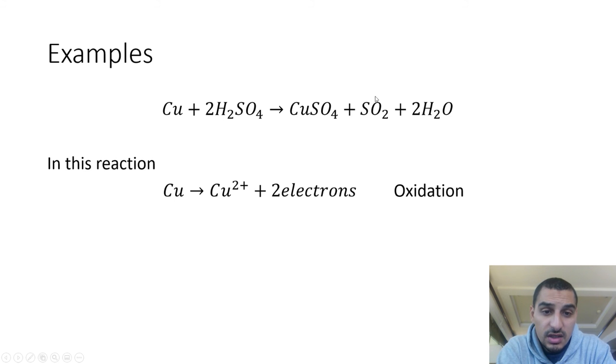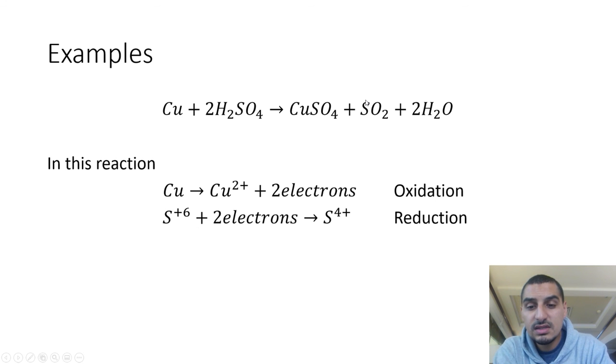But I have sulfur here as well. Sulfur here is part of a molecule that consists of two oxygen atoms and one sulfur atom. The two oxygen atoms will be negative 2 multiplied by 2, which is negative 4. So sulfur here is plus 4. It started as plus 6 and ended up to be plus 4. So this is the second part of it.